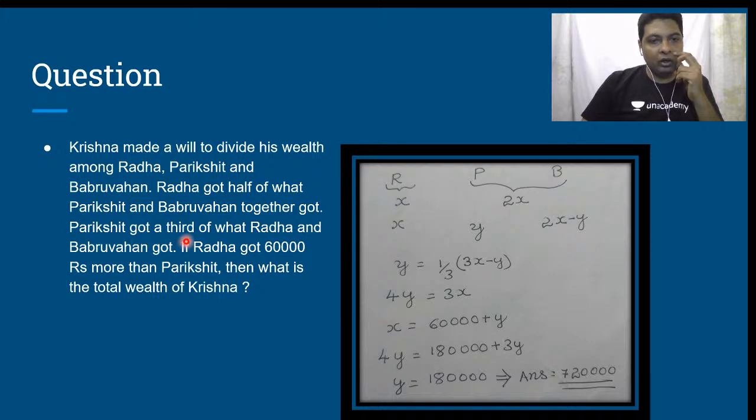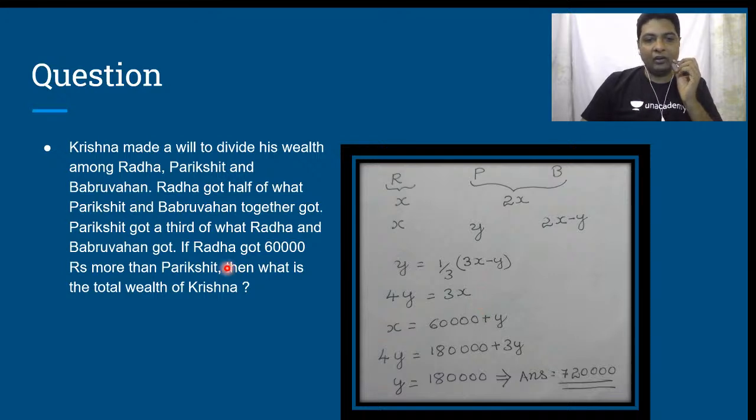Then he says Parikshit got a third of what Radha and Babruvahan got. Let us say Parikshit got y, then Babruvahan got 2x minus y. So Parikshit, who got y, this y is one third of x plus 2x minus y. That is one third of 3x minus y. So 3y will be 3x minus y, or 4y will be 3x. 4y is equal to 3x.